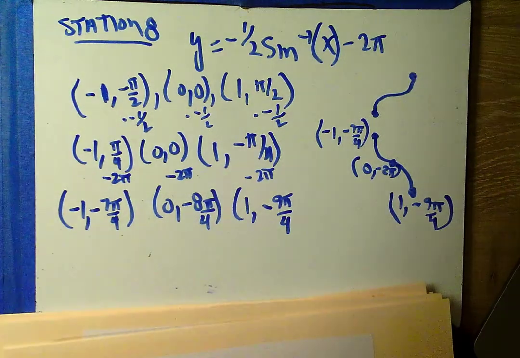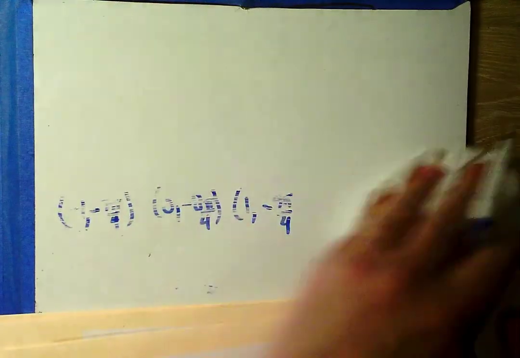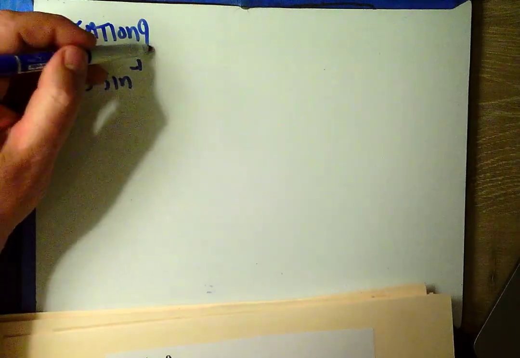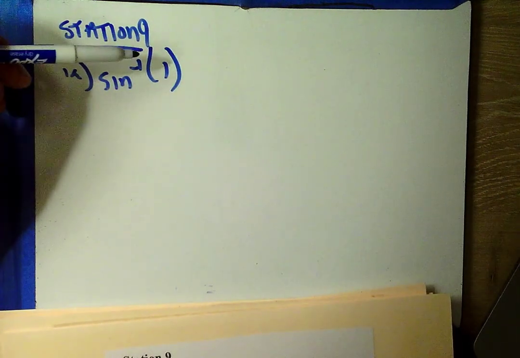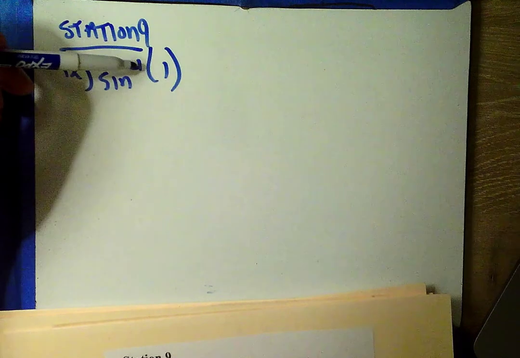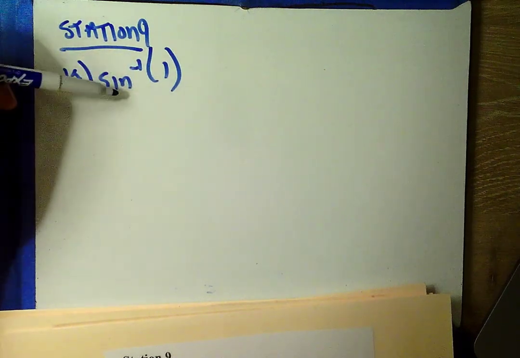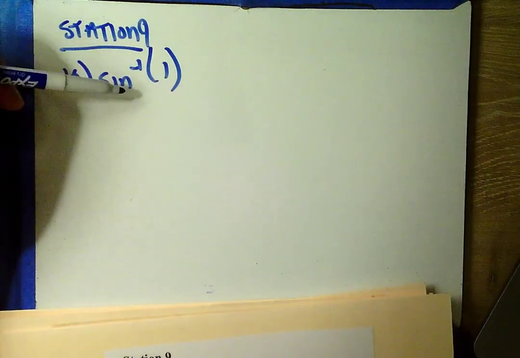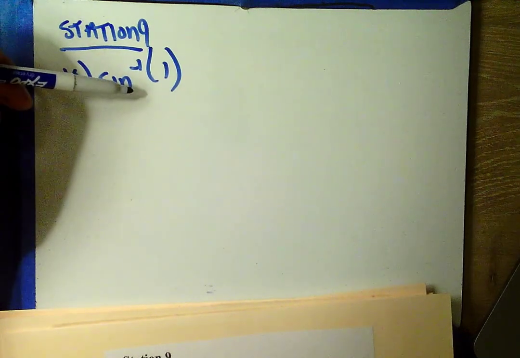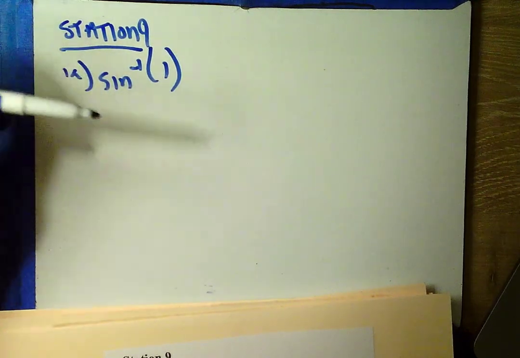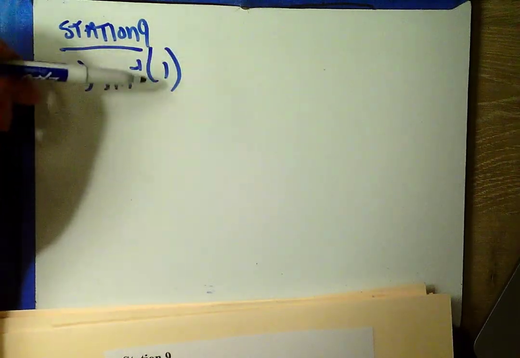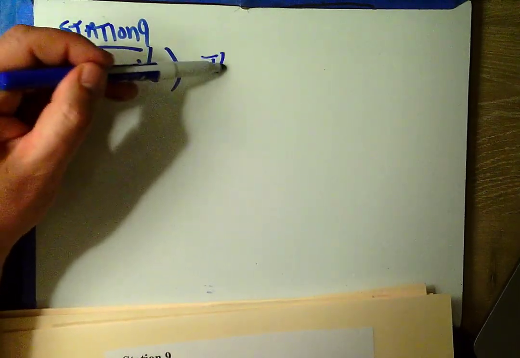Let's take a look at station 9. Oh, station 9. A bunch of whiteboard problems and then some draw triangles. Station 9. Okay, 1a. Sine inverse of 1. Okay, so the way I read this is, what angle within the restriction of sine has an upness of 1? Well, sine's restriction is negative pi over 2 to pi over 2. And where from negative pi over 2 to pi over 2 is the upness equal to 1? Well, that happens at pi over 2.